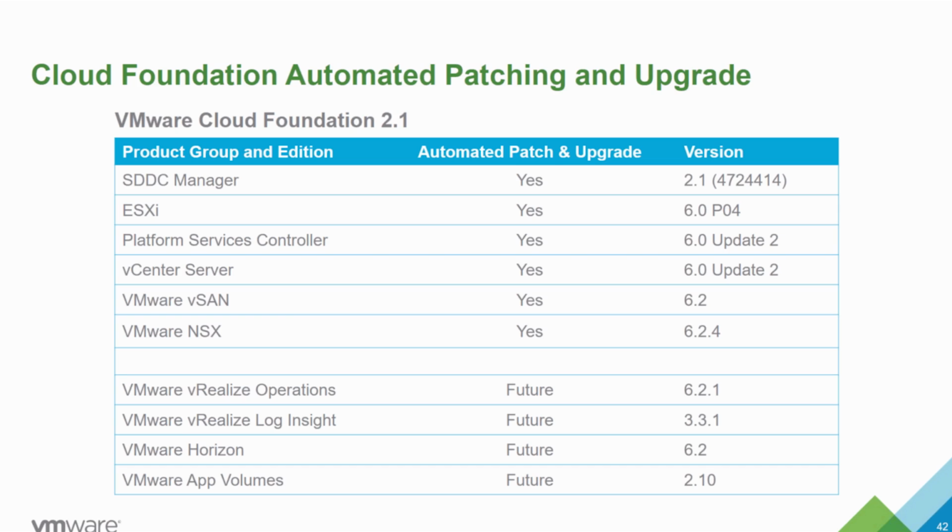You see on the right-hand column here the versions that are supported. This is a little bit dated at this point. And again, this was for Cloud Foundation 2.1, and we're on 2.1.3 and are expecting more versions soon that will up these component versions further. So in the future, we also expect to be able to do full patching and upgrading for vRealize Operations, Log Insight, Horizon, App Volumes, and probably some other products if you use your imagination.